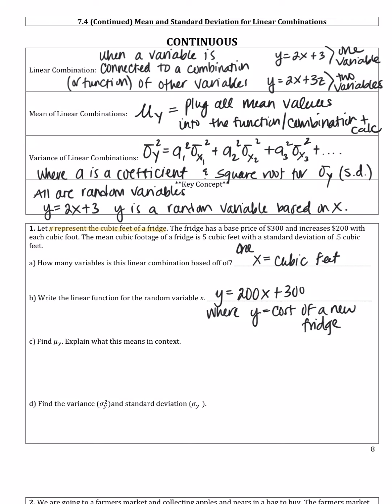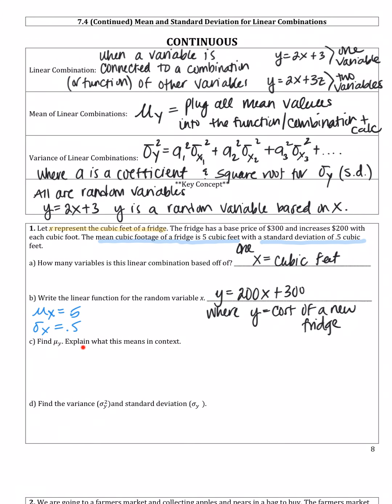We have to use this function of y because of the particular information that we're given about the random variable x. We can't just draw any conclusions without using this additional piece of information, which is the cost of the fridge. It's important to notice that it says over here, the mean cubic footage of a fridge is 5 cubic feet, and the standard deviation is 0.5 cubic feet. This can be noted as the mean of x is equal to 5, and the standard deviation of x is equal to 0.5, which is important for our formulas up here.